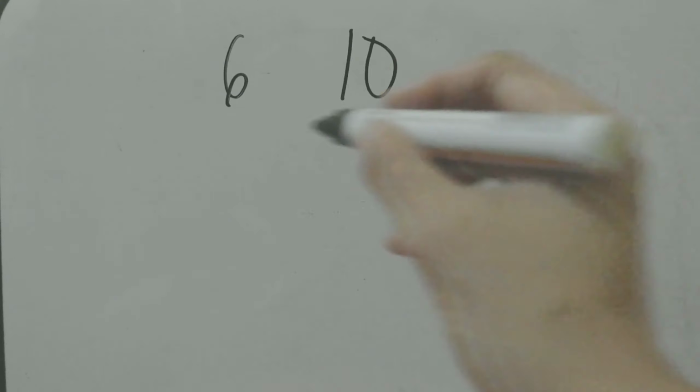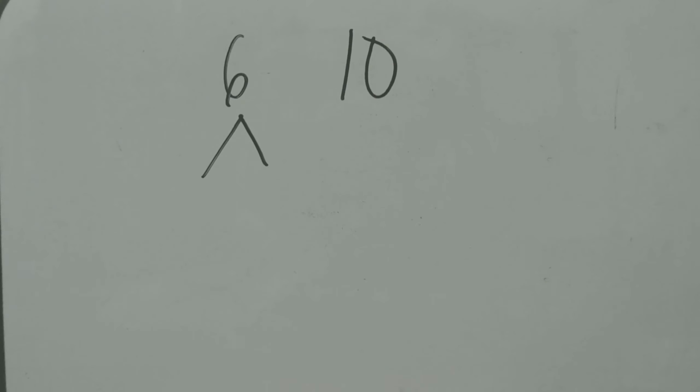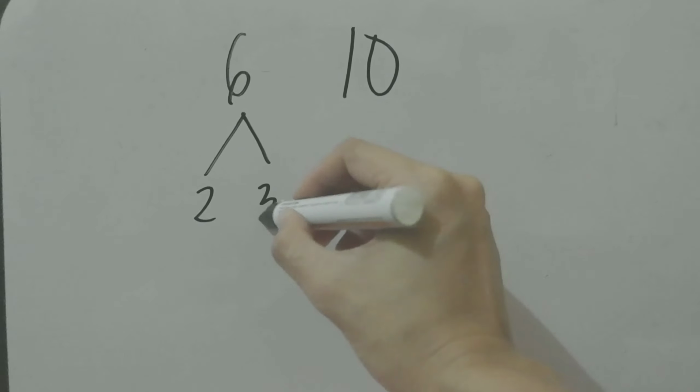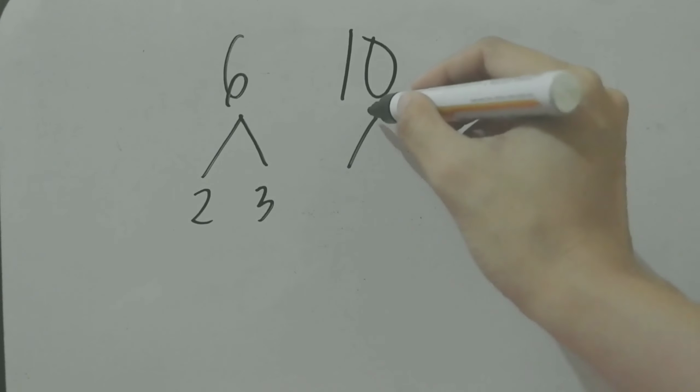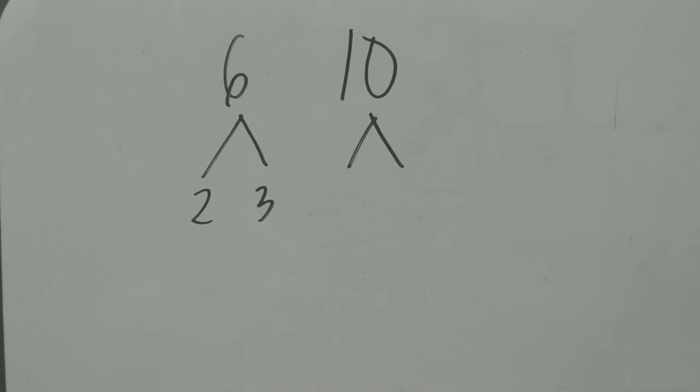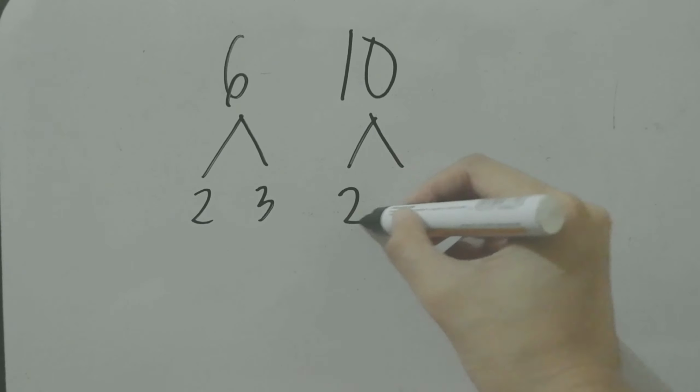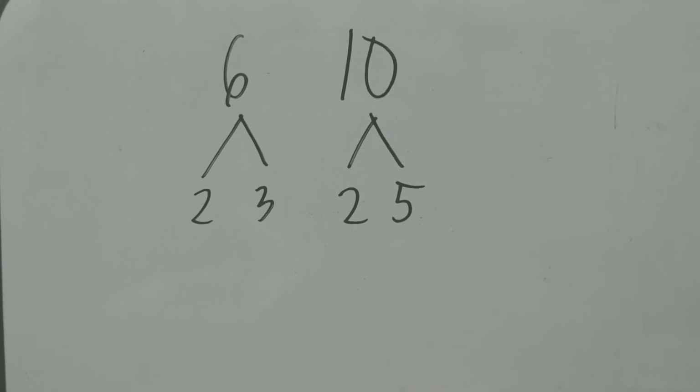Our next example is 6 and 10. We are going to look for the GCF of 6 and 10 using the prime factorization method. First, we are going to factorize 6. So 6 is 2 times 3. 2 and 3 are already prime numbers, so we're going to stop with that. Next is 10. The factors of 10 are 2 times 5. Since 2 and 5 are already prime numbers, we're going to stop with it.